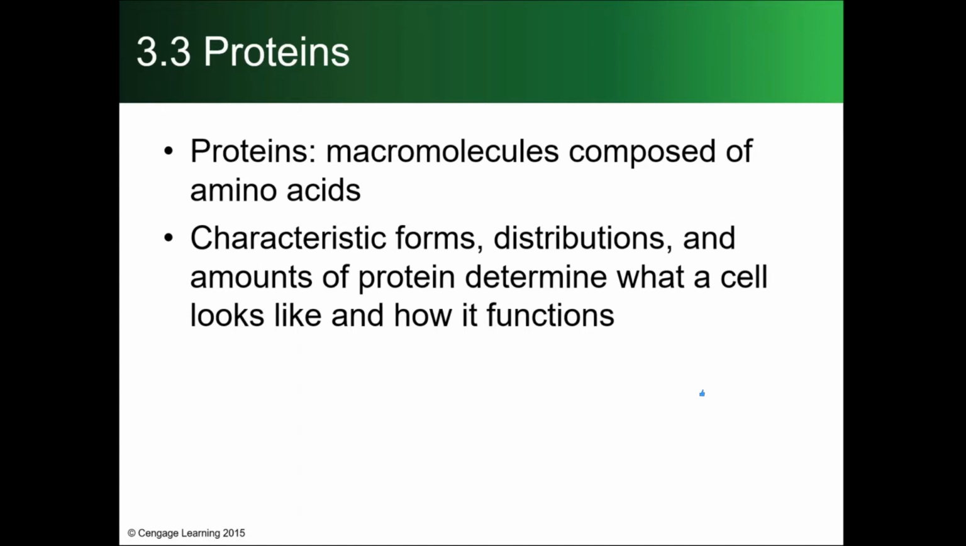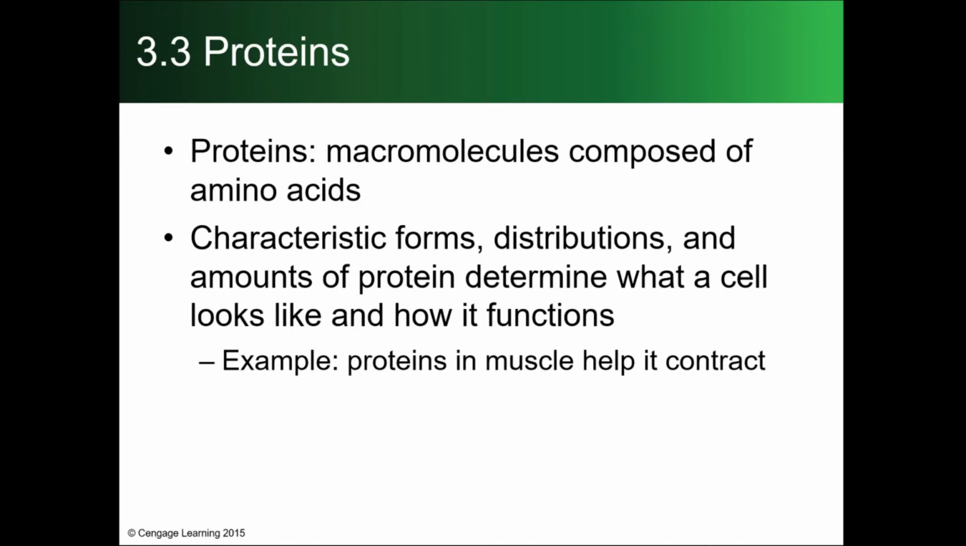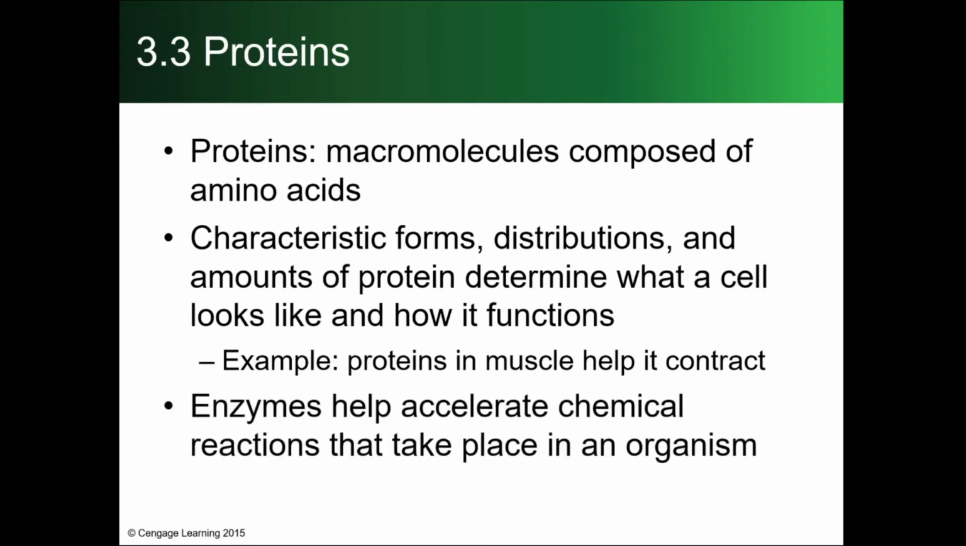For example, the muscle cell contains large amounts of the proteins myosin and actin, which are responsible for its ability to contract. The most abundant protein in the red blood cell is hemoglobin, which is responsible for the specialized function of oxygen transport. So again, as we mentioned, proteins in muscle help in contraction. And not only this, but also the enzymes help accelerate the chemical reactions that take place in an organism. And now we will take a list of those proteins.